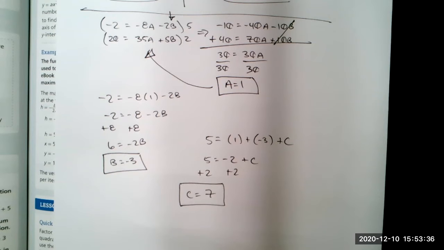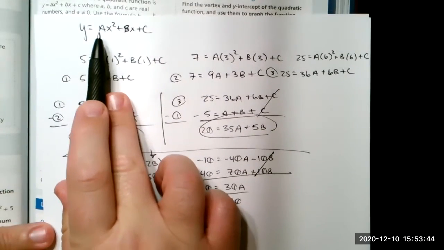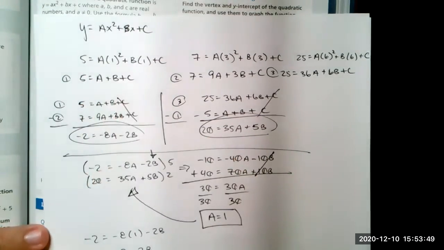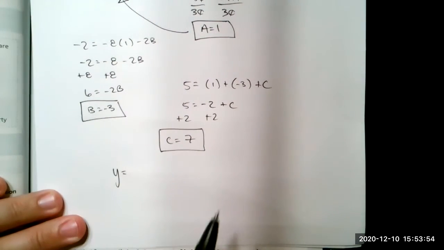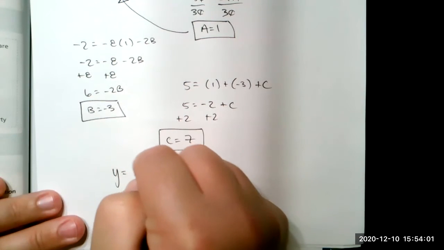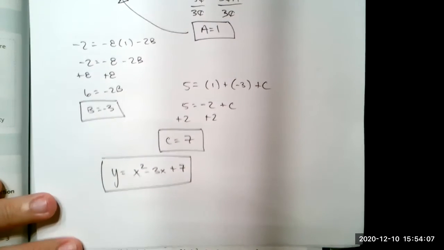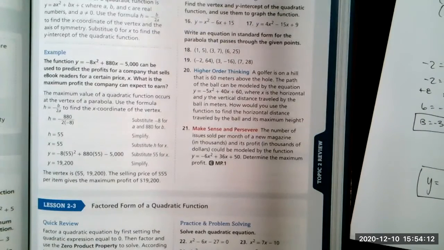So now that I found a, b, and c, I can go ahead and plug those into that generic function that we had back at the beginning, the algebraic definition. A is 1, b is negative 3, and c is 7. So my final answer is going to be y equals, a is 1, so I'm just going to leave that as x squared. You don't really write 1x squared. You'll just write x squared minus 3x plus 7. Woo! That was number 18.